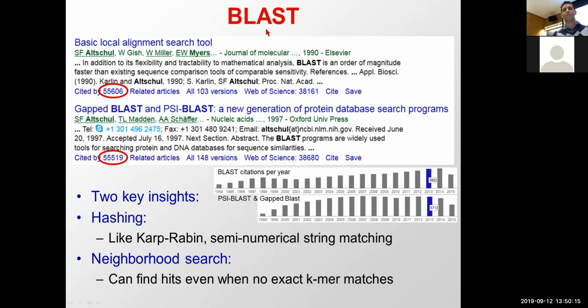I don't know how many citations you got for your most highly cited paper, but a few thousand is pretty awesome. Tens of thousands is a whole other level. If you write a tool in 1990 that has 55,000 citations, you should probably rest. And these guys then said, let's now do Gapped BLAST. They wrote another paper that got almost as many citations. This is pretty amazing.